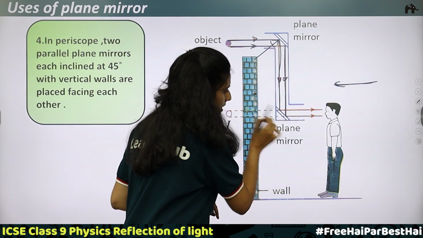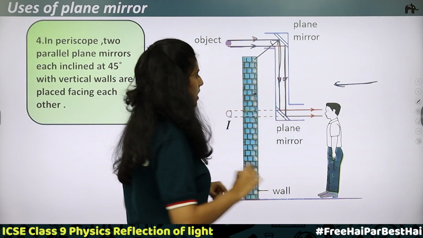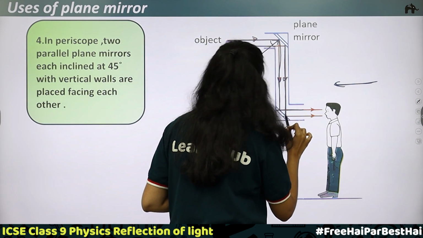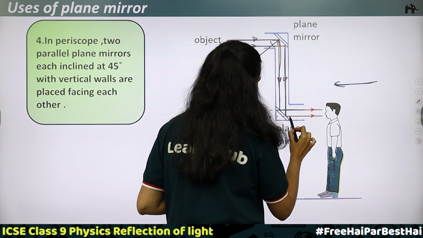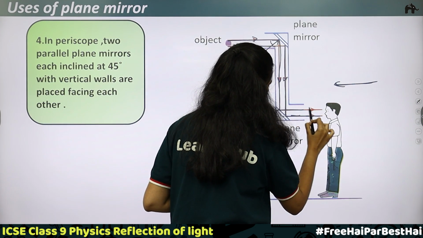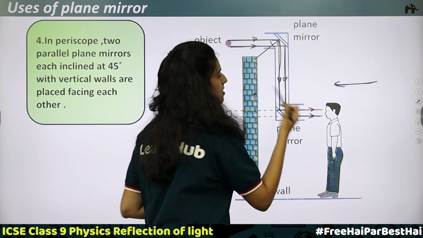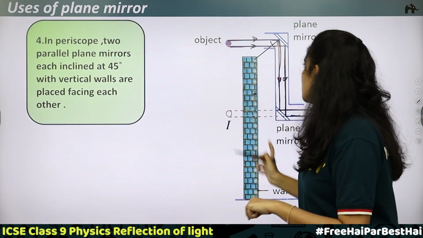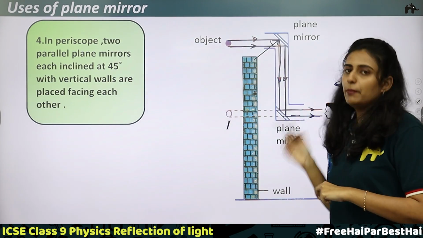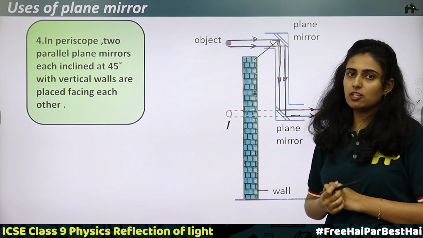So here we have parallel mirrors. Now they will get reflected. Because of this reflection, the person is able to see the object which is at a height using a periscope. So this is the fourth application of plane mirror.